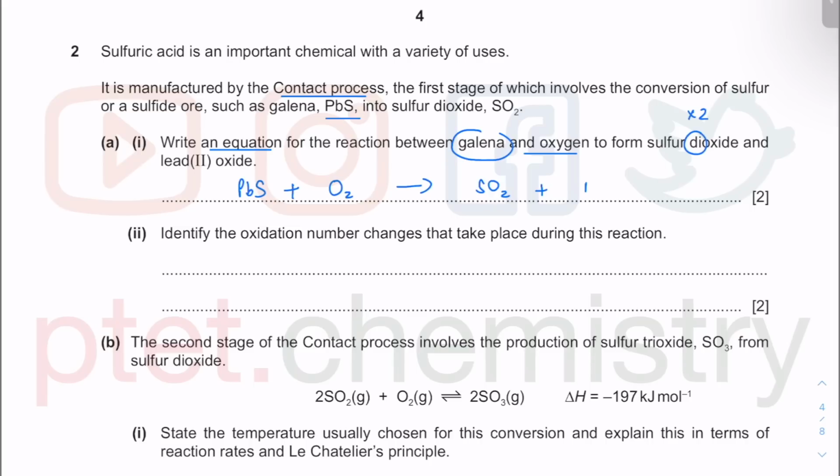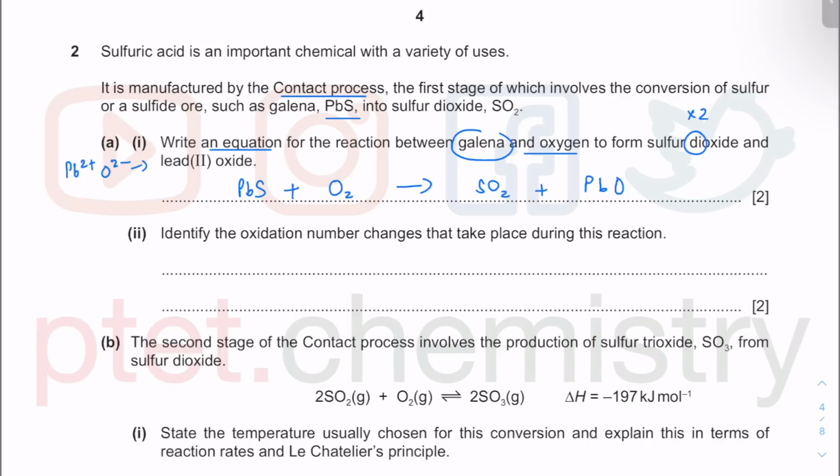And you're going to get lead(II) oxide, where you have Pb2+ and O2-. As you can see, the charges cancel out. You just need one of each there. So it's PbO, lead(II) oxide, because you can also have lead(IV) oxide, where you have Pb4+, and the formula will be PbO2.